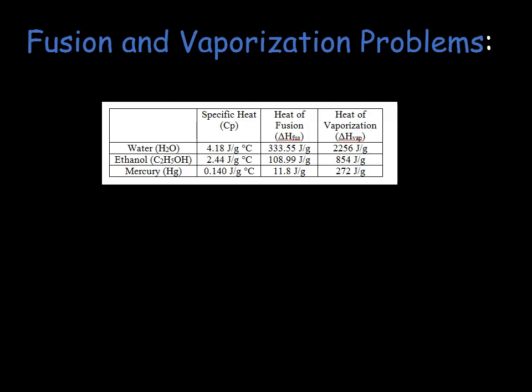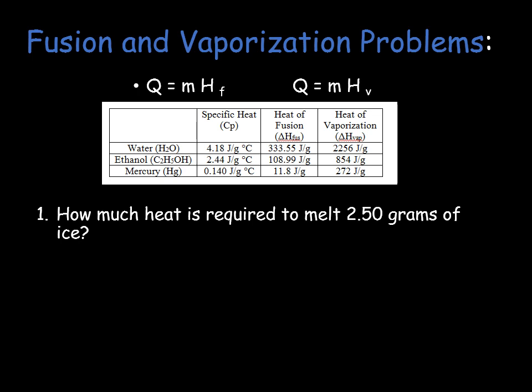So an example here is a data table with water, ethanol, and mercury. Specific heat we'll talk more about on a later slide, but heat of fusion and heat of vaporization are what I want us to focus on right now. So if I'm being asked for something to melt, I'm going to use a heat of fusion number. And in this case, we're trying to melt ice, so that's our water. And there is our number here, 333.55 joules per gram.